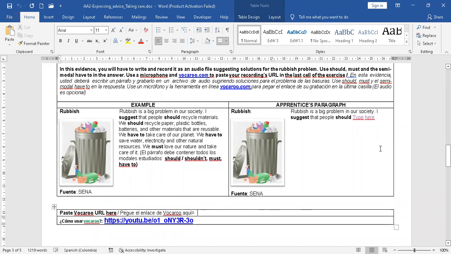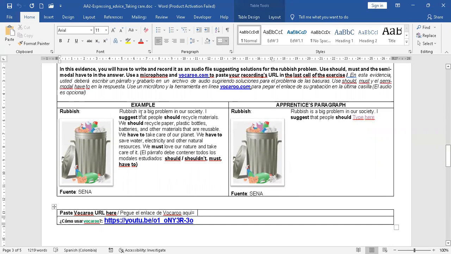In the first part, you have to use, of course, something like this. You have to write your own suggestions to solve that problem. ¿Cierto? Como sugerencias para resolver ese problema. Which problem? Rubbish. What's the meaning of rubbish? Basura, ¿cierto? El problema de las basuras.